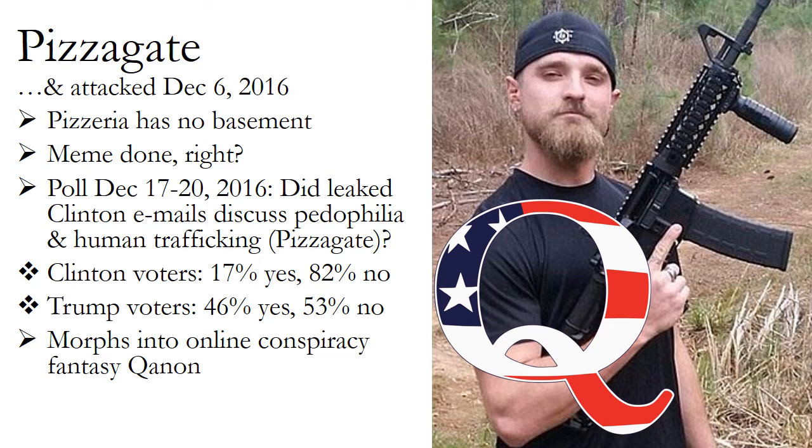And it gets worse. Instead of going away as elements are disproven, it morphs into something bigger, an online conspiracy fantasy called QAnon. Now, Q is supposedly a person who works in the federal government and has access to classified information, and it's like Pizzagate, but bigger. In the next part, we will talk about just how big it is.